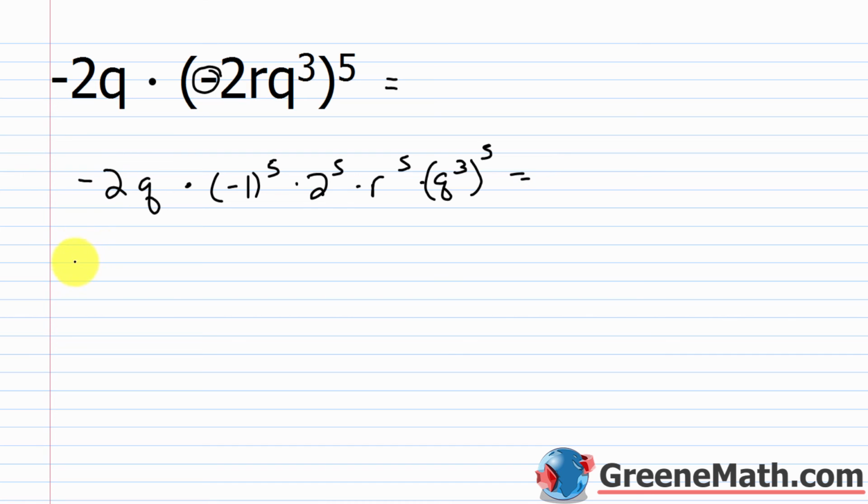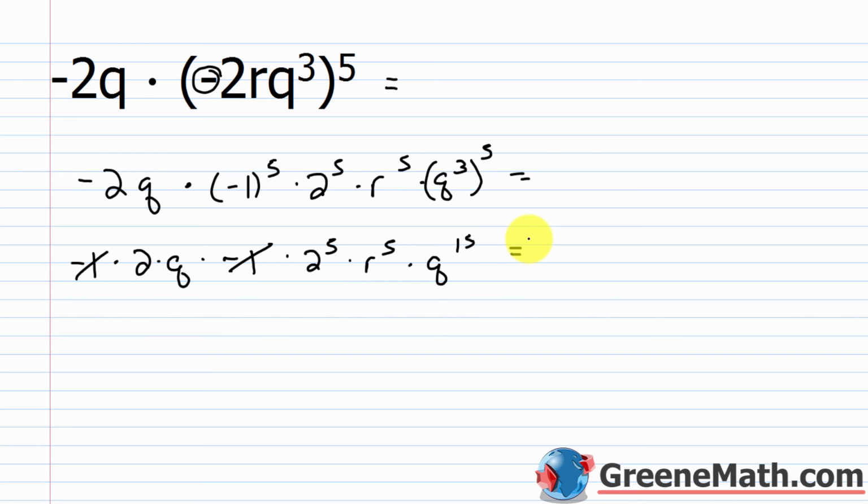I have negative 2. I'm going to write this as negative 1 times 2 times q times negative 1 to the 5th power. That is negative 1. So I'd have another negative 1. Those two would cancel out and it would become positive. And then times 2 to the 5th power, and then times r to the 5th power, and then times q to the 3rd power, or q cubed, raised to the 5th power, power to power rule. So you'd have q raised to the power of 3 times 5, or 15.